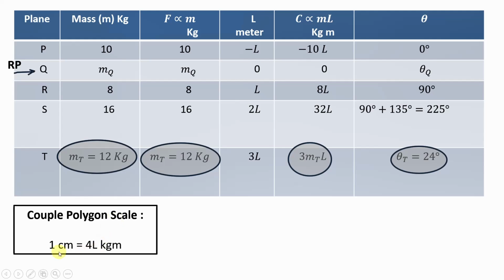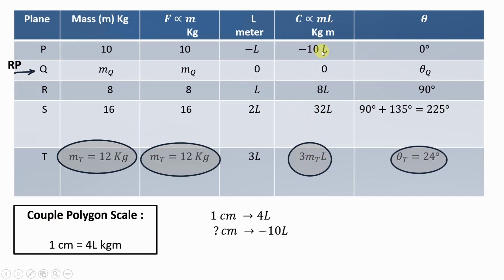So assume the scale. Now depending upon these values, that is 10, 8, 32, we have considered the scale as 1 centimeter is equal to 4L. Now we have taken into consideration this L also in our scale so that there will not be any problem. So this is very, very important. So let us see. 1 centimeter is representing 4L kg meter. The unit of couple is kg meter.